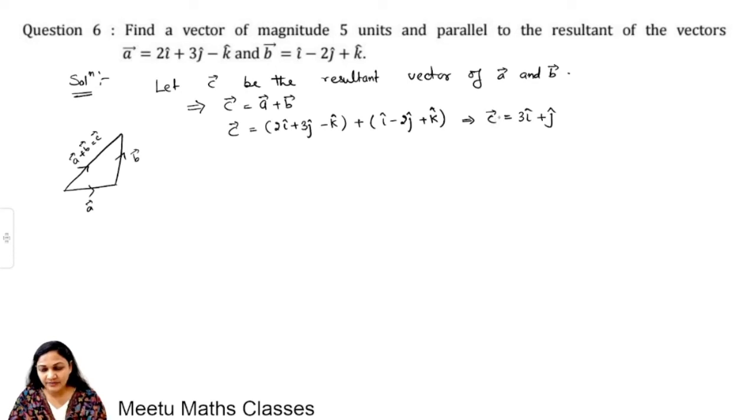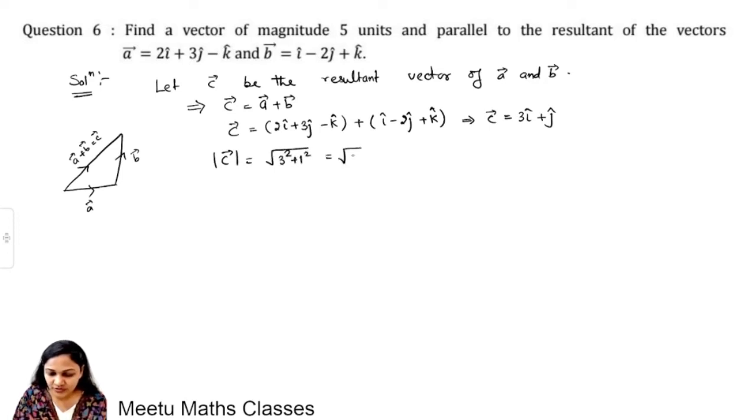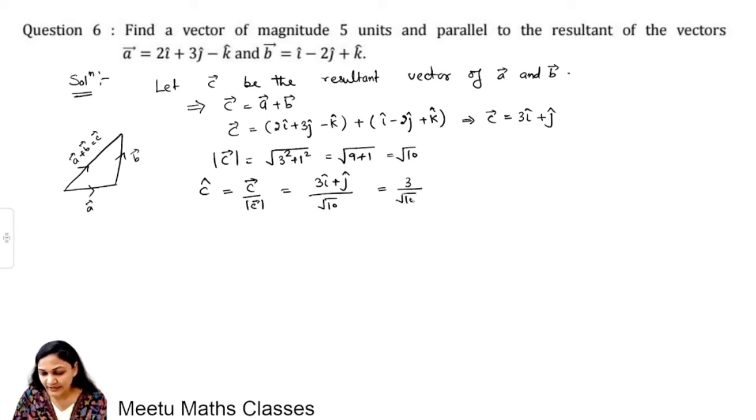So what we are supposed to find out is parallel to the resultant of these two vectors. तो आपको C के अलॉन्ग यूनिट वेक्टर निकालना है। तो फर्स्ट ऑफ ऑल फाइंड आउट द मैग्नीट्यूड ऑफ C, दैट इज 3 का स्क्वायर प्लस 1 का स्क्वायर, दैट इज रूट 9 प्लस 1, दैट इज रूट 10. So unit vector along C is C vector divided by its magnitude, 3i plus j divided by root 10. So this is 3 upon root 10 i plus 1 upon root 10 j. So this is the required direction vector in the direction of A plus B.